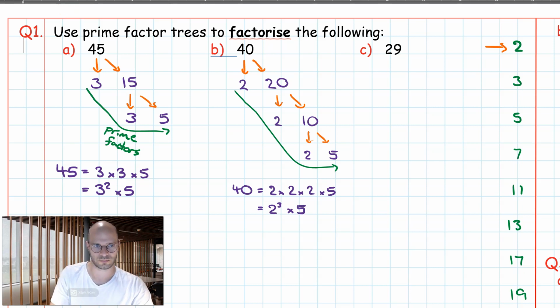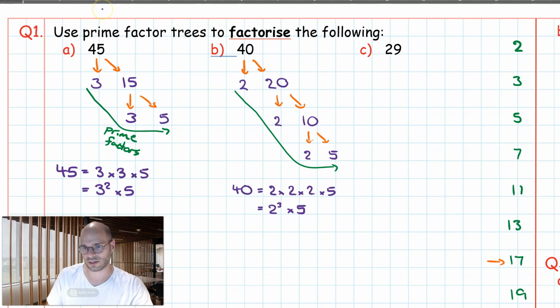Next question. I have 29. I ask myself, can I divide 29 by 2? And the answer is no. 3, the answer is no, I cannot. 5, no. 7, no. 11, no. 13, no. And then 17. If I try and divide 29 by 17, I see it doesn't work.